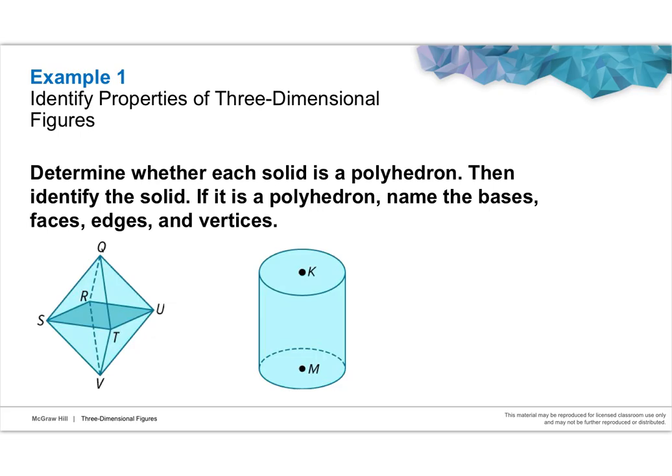In example 1 on page 108, we're asked to identify the solid as a polyhedron, and if it is, we give the name of the base, the faces, the edges, and the vertices. And we should also be aware that sometimes it is a polyhedron and sometimes it's not. So go back to that definition and make sure you know which is which.